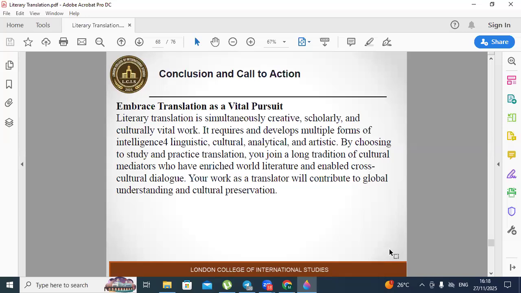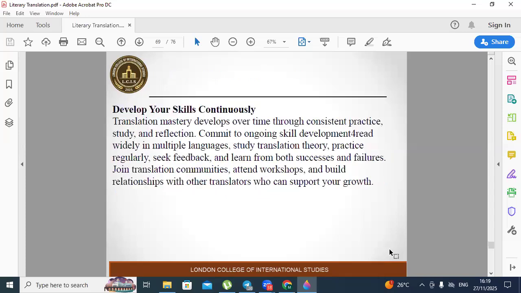Translators genuinely shape how cultures understand each other and which literatures survive and flourish. In choosing translation, you're choosing work that matters beyond personal satisfaction, work that contributes to cultural richness and cross-cultural empathy our world desperately needs.